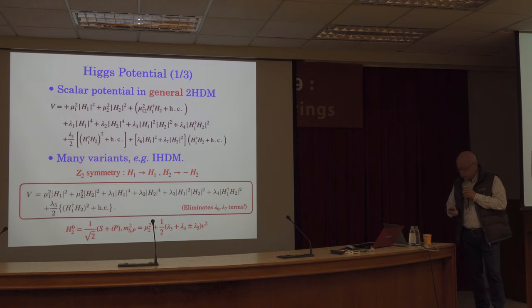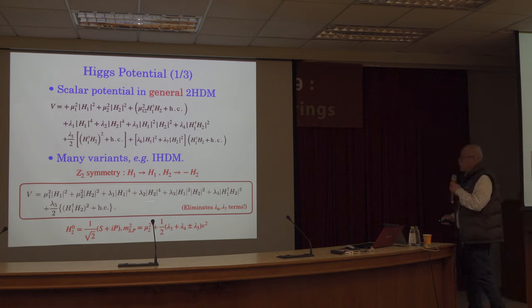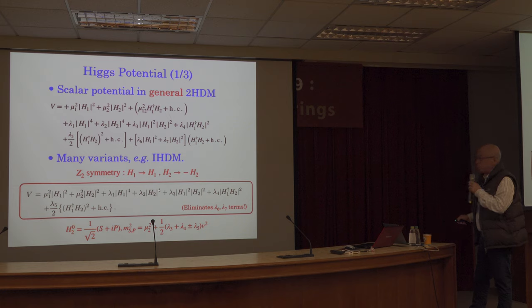So let's take a quick look at the scalar potential. Let me remind you, the general case of the model is given by this expression. We have seven quartic couplings, lambda 1 to lambda 7, and two mass parameters, mu1 and mu2, and also a mixed term, mu12. This is the CP-violating term in the general case of the model. If you impose a discrete symmetry, H1 goes to H1 and H2 goes to minus H2, this reduces to a simpler form. Lambda 6 and lambda 7 are gone, and we still have five lambdas and two independent mass terms.